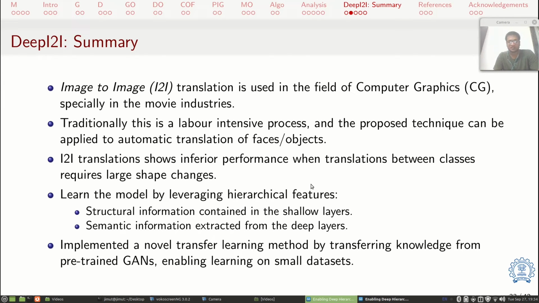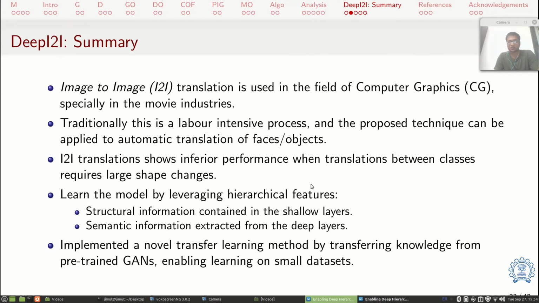Image to image translation is used in the field of computer graphics, especially in the movie industry. Traditionally this is a labor intensive process, and the proposed technique can be applied to automatic translation of faces or objects. I2I translation shows inferior performance when the translation between classes requires large shape changes. So we need to learn the model by leveraging hierarchical features, that is structural information contained in the shallow layers and semantic information extracted from the deep layers.